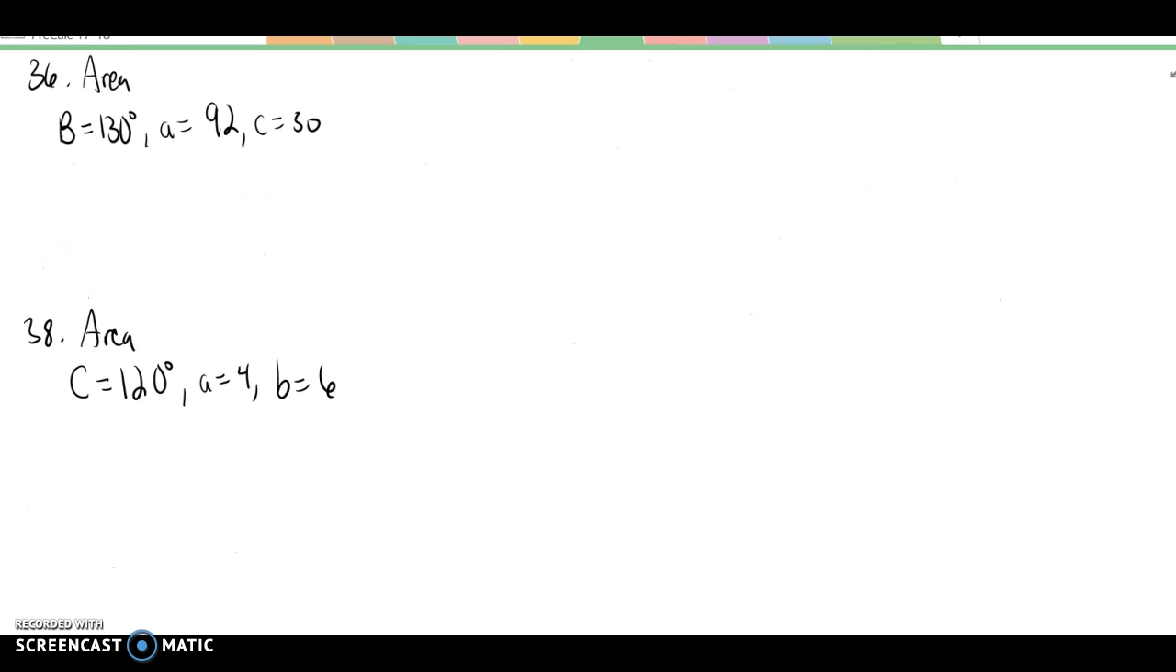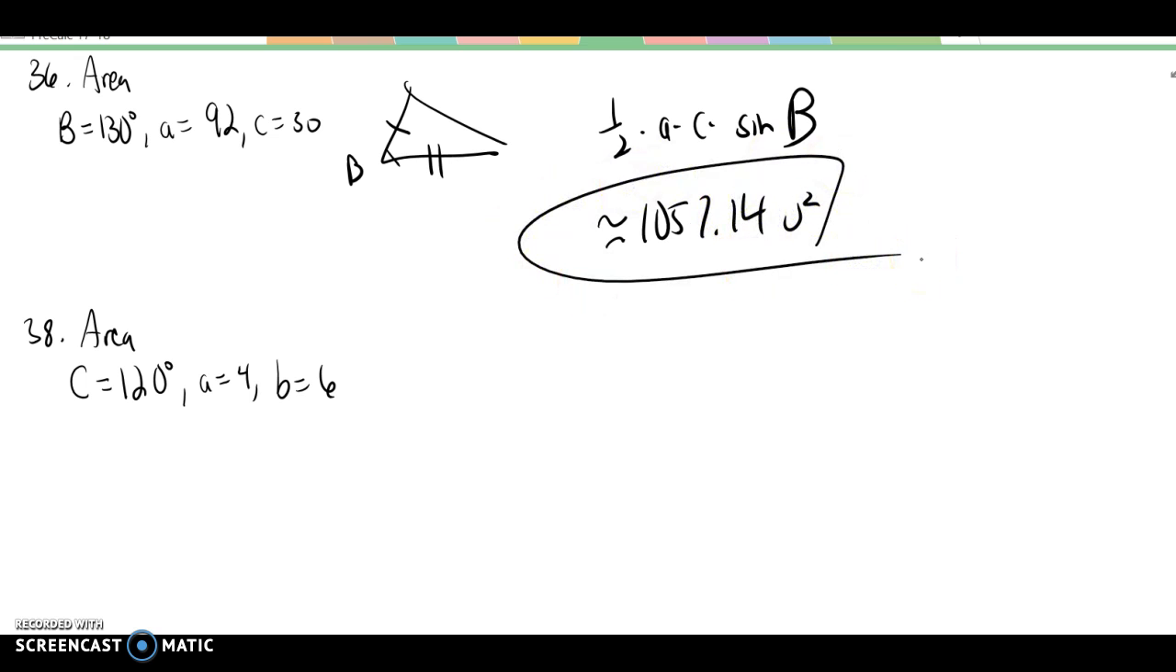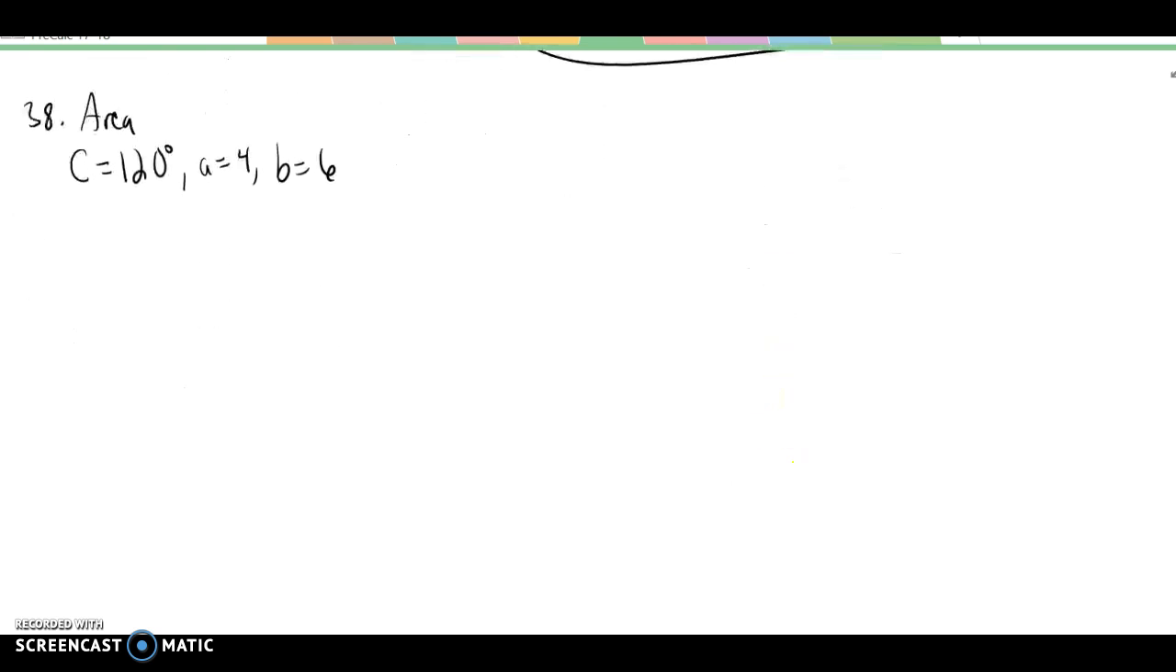In number 36, we're just asked for the area, and because this is a side angle side, we have angle B, we have little a, we have little c. We can use the formula 1/2 times little a times little c times the sine of the angle between them. So 1/2 times 92 times 30 times the sine of 130 degrees gives us about 1,057.14 square units. We don't have to solve the triangle, we can just use that formula. And the same is true for number 38. We have another side angle side. So 1/2 times 4 times 6 times the sine of 120 degrees, and we get about 10.39 units squared.